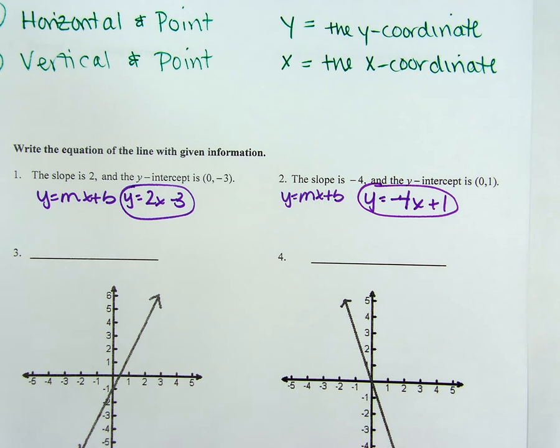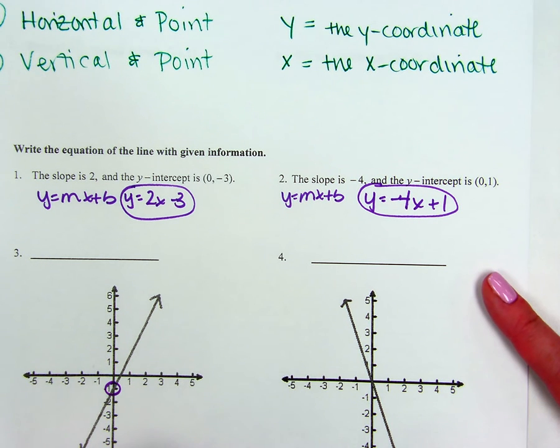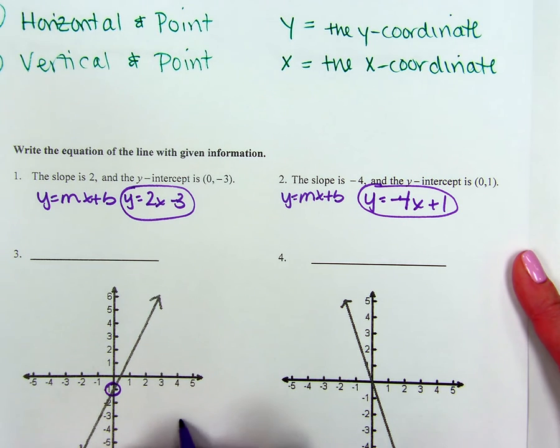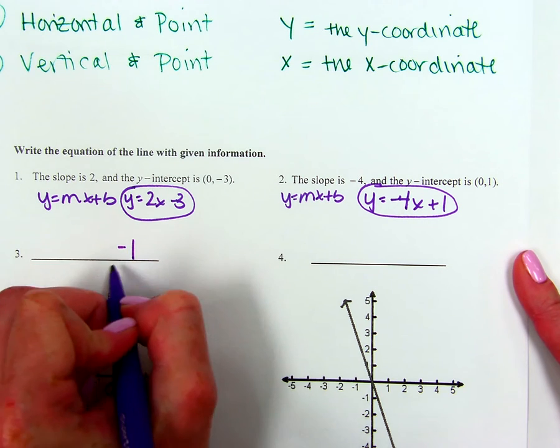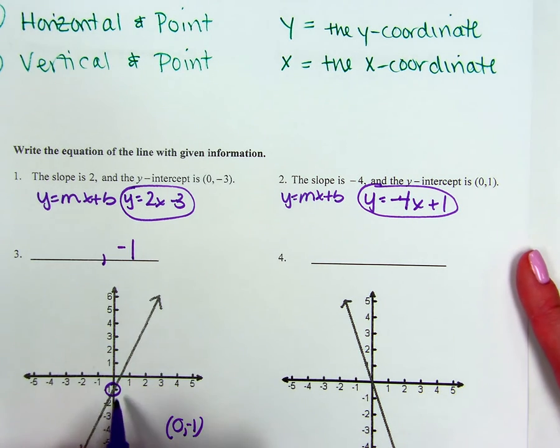So that's 1 and 2. For 3 and 4, we're going to look at the graphs given to us, and we're going to determine from the graph what our y-intercept is and what our slope is. The first thing we're going to look at is our y-intercept. That's this point right here, so we know that's negative 1. Our ordered pair would read 0, negative 1. So we know right away that there's going to be a negative 1 there. And then we need to determine our slope.